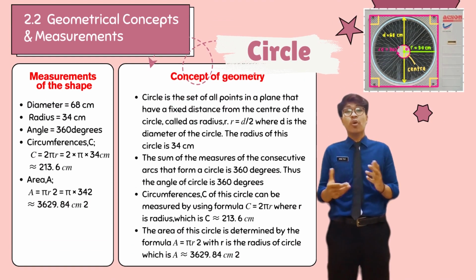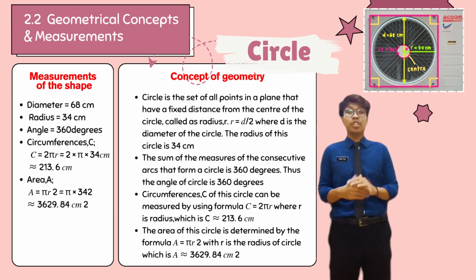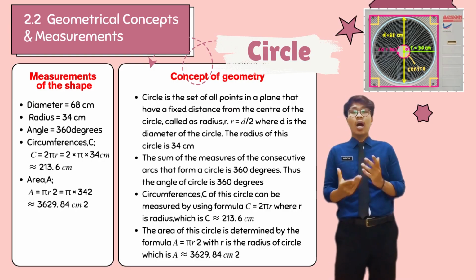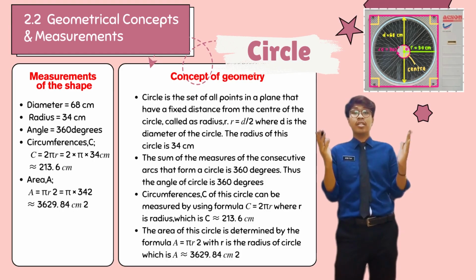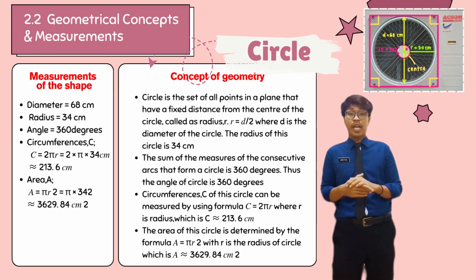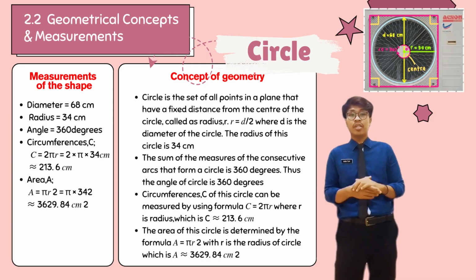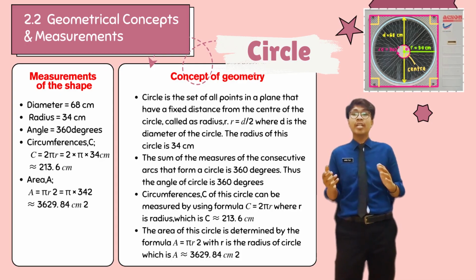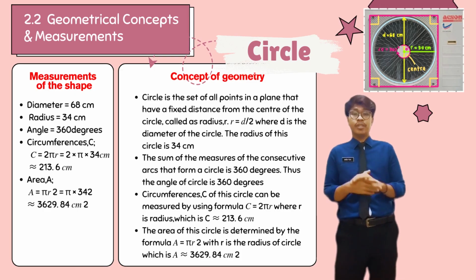Next, we go to 2.2, geometrical concepts and the measurement. Okay, I will explain about the measurement of the shape of the circle. The circle has the diameter 68 cm and the radius, which is half of the diameter, is 34 cm. The angle of the circle is 360 degrees. The circumference or the perimeter of the circle is 213.6. We can find the circumference using the formula 2 pi r.